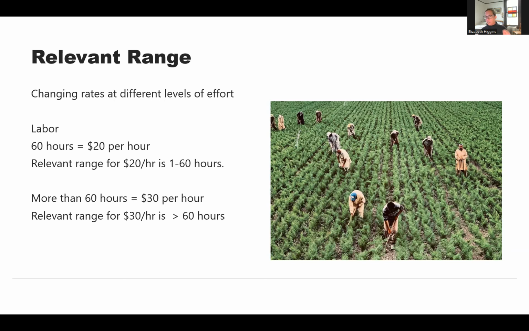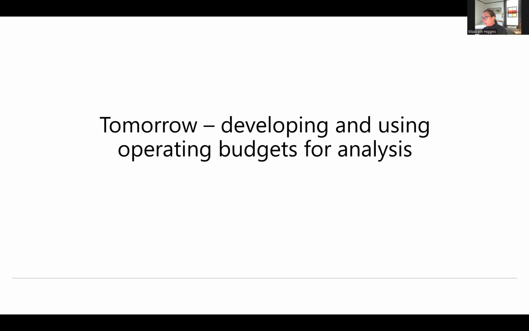So that's why relevant range is really important: it helps you figure out under what range my assumptions about profitability, especially with these fixed costs or levels of effort, are still relevant, or where I might need a different assumption of profitability. With labor, there's a big difference between under 60-hour labor and over 60-hour labor. With equipment, there's a big difference between what I can do with this equipment and when I need to jump up to a different piece of equipment. So that's pretty much what today's topic is.